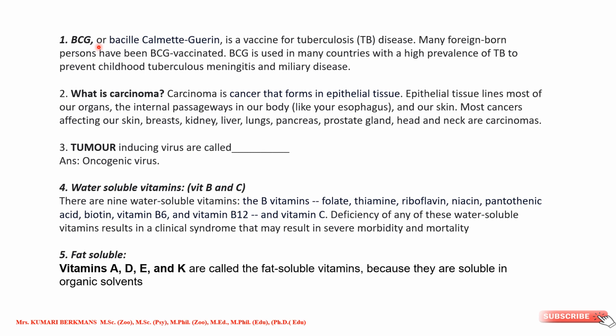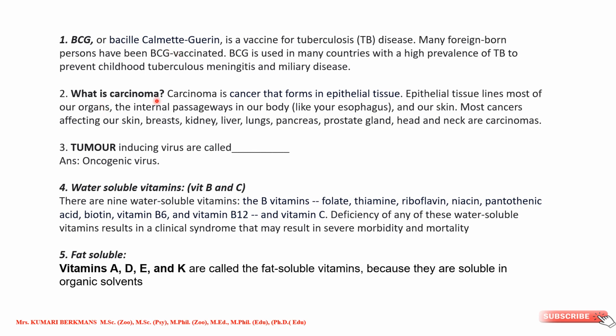Number 1, BCG. The full form of BCG is Bacillus Calmette-Guérin. This is a very important question in TNPSC, so keep it in mind and note it in a notebook. It is a vaccine for tuberculosis, that is TB in short form. This injection is given to babies after the 3rd day of birth.